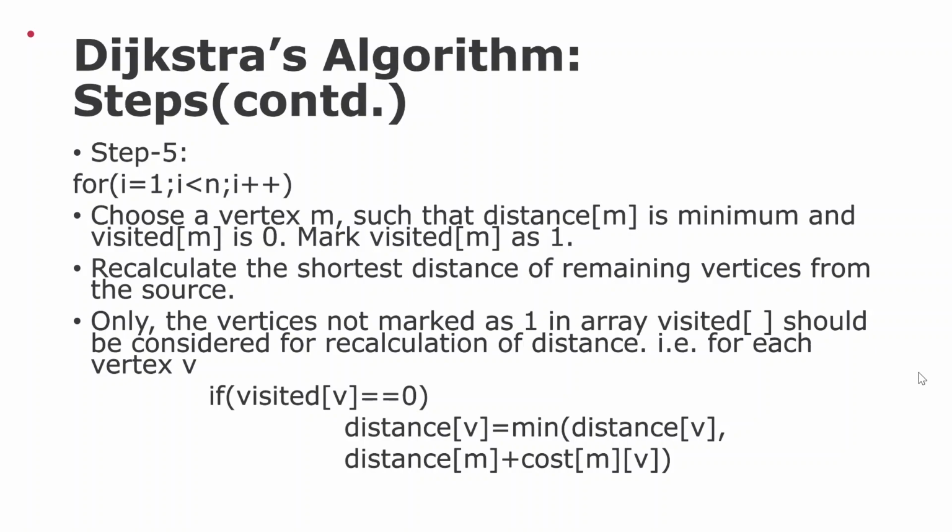Okay, so if it is relaxed already, we are not considering that for computing the minimum path. Why? Because if we have marked it as relaxed, that means visited m is equal to 1. So for 1, like in the given example, we have first found that the least cost path to 1 is 10. So visited 1 will become 1. That means for 1 we have already computed the least cost path, and 1 will not appear anymore in the computation of least cost path.